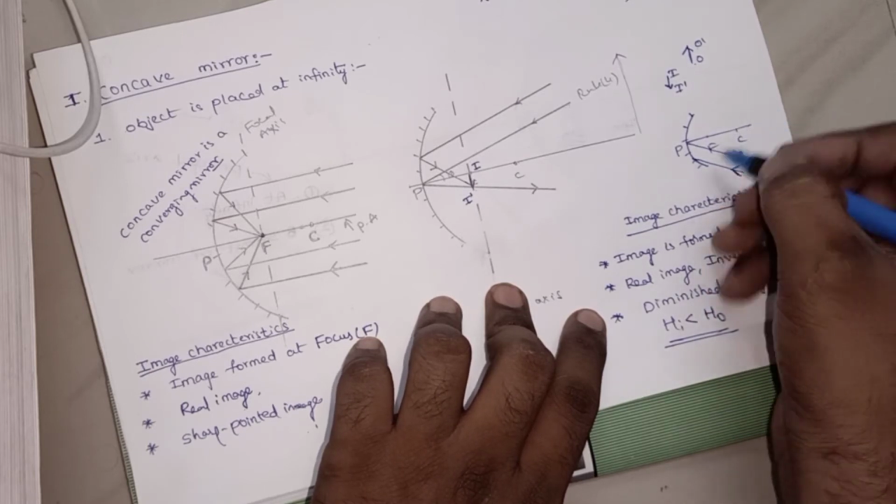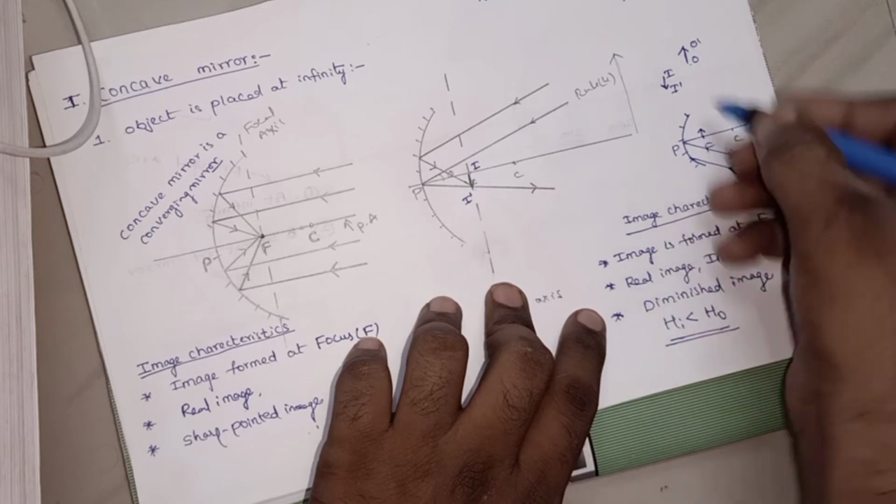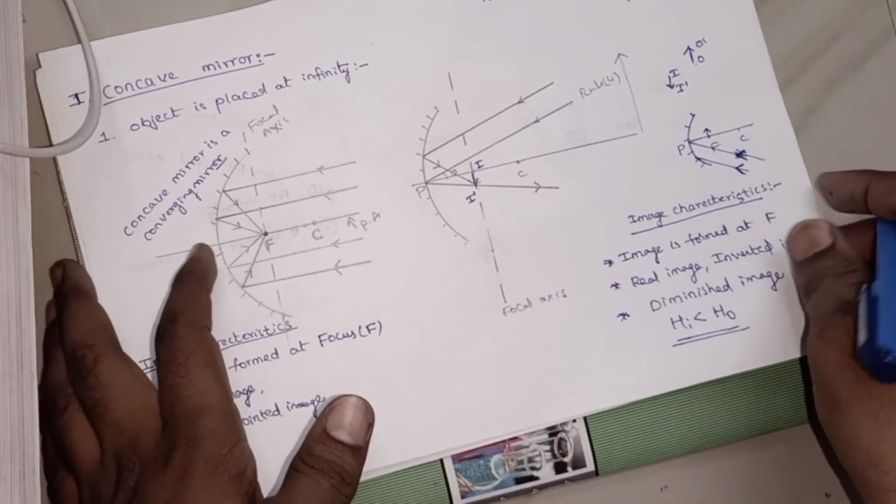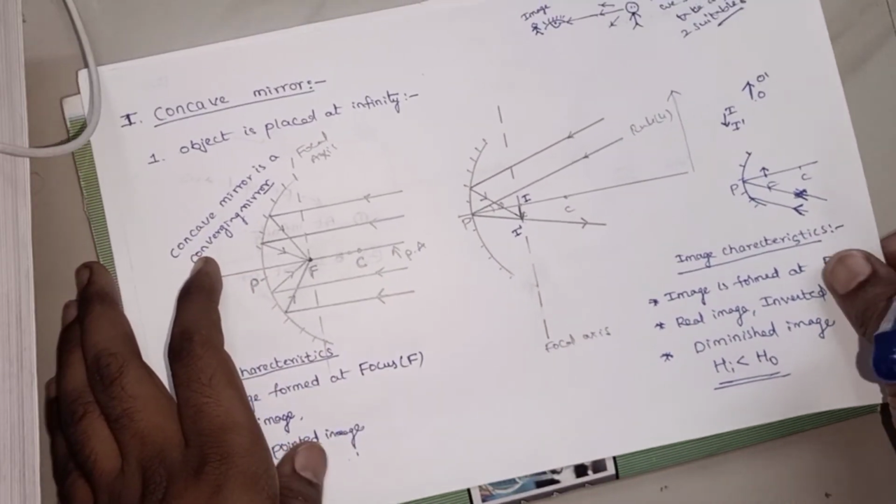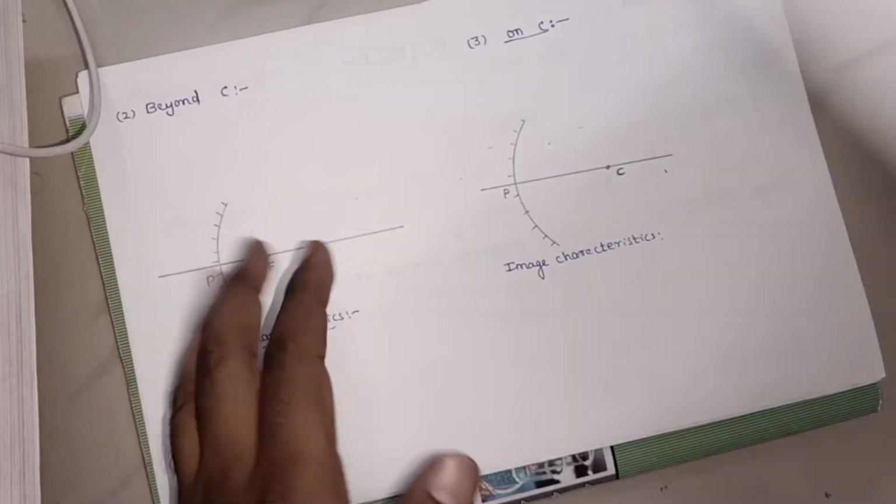below the principal axis. Now where will you get the image? Here you will get the image. So try to draw the diagram. If you have any doubts, please make a comment. I will upload the image.